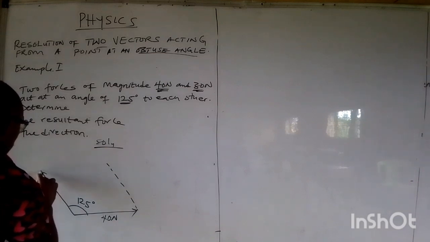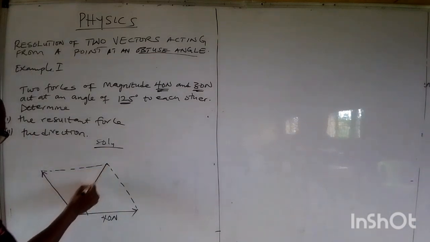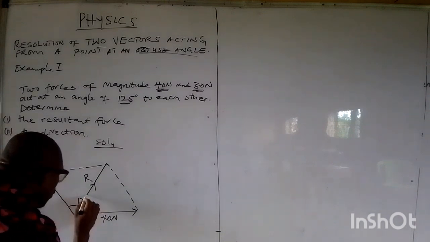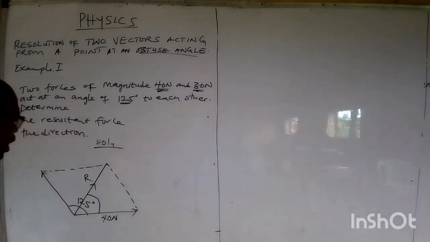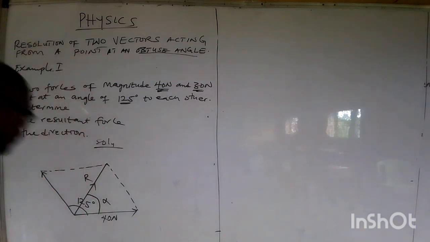If we complete the parallelogram, we draw a diagonal. This diagonal gives the value of our resultant. Now, an angle is formed here. If you look at this, an angle is formed here. That angle is angle alpha.